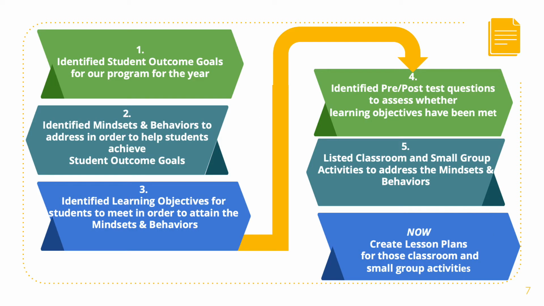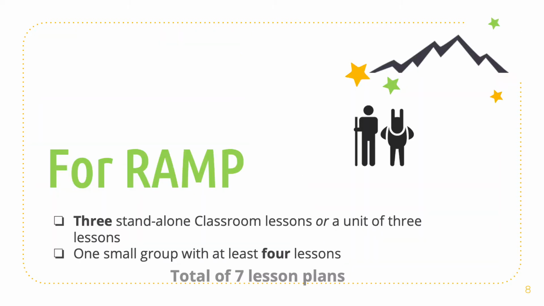Now our task is to create lesson plans for those classroom and small group activities from our action plan. In this module, you'll create lesson plans for classroom lessons and a small group listed in your mindset and behavior action plan. You may use our system to write as many lesson plans as you wish, but you will need only 3 classroom lessons, either 3 standalone lessons or 3 lessons that are from one unit, and 1 small group with at least 4 lessons in that group, if you plan to apply for RAMP. This is a total of 7 lesson plans for a RAMP application.